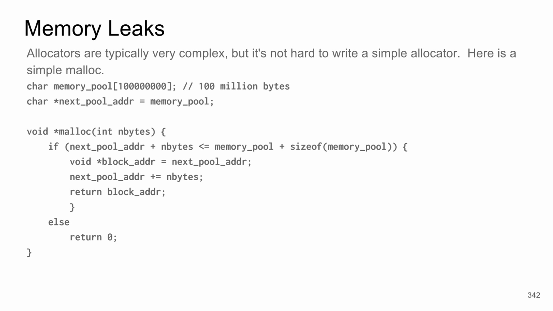Does everybody see how that would work? So essentially, we're just taking in however many bytes we want. We check to see if we have enough space to allocate that many bytes, and then we get the pointer to that pool of memory we're handing out. We move down our pointer for the next block of memory, and then we return that block we were just handing out.